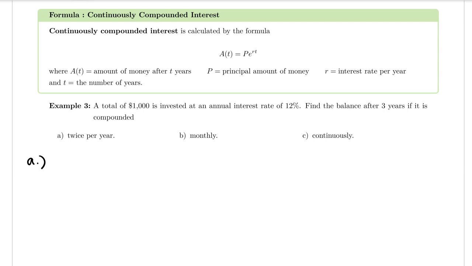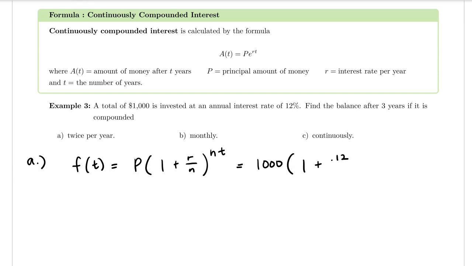we are only compounding twice per year, so we need to use the function f(t) = P times (1 + r/n) to the power of nt. In this particular case, P is our principal, which is $1,000. Our interest rate is 12%, so I'm going to write that as 0.12 in decimal form. The number of times we're compounding per year is 2, because it says twice per year. And then our exponent is going to be 2 times t.